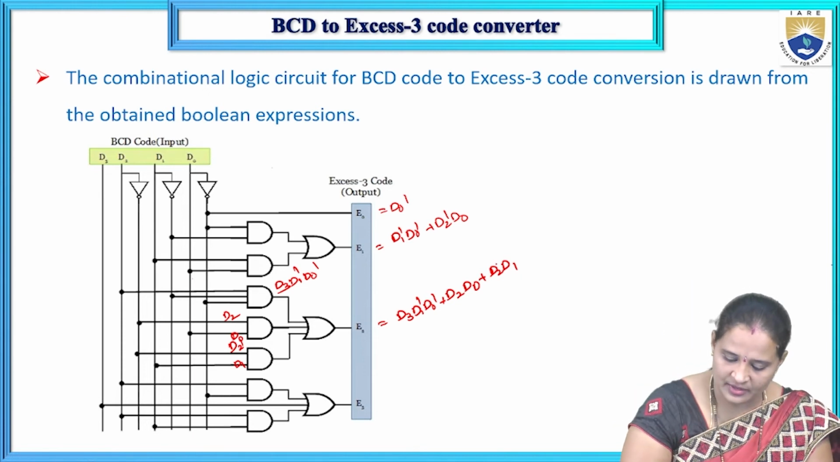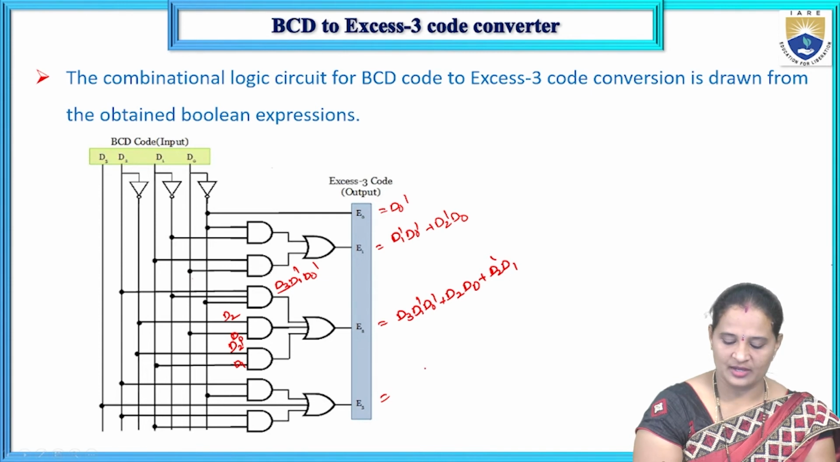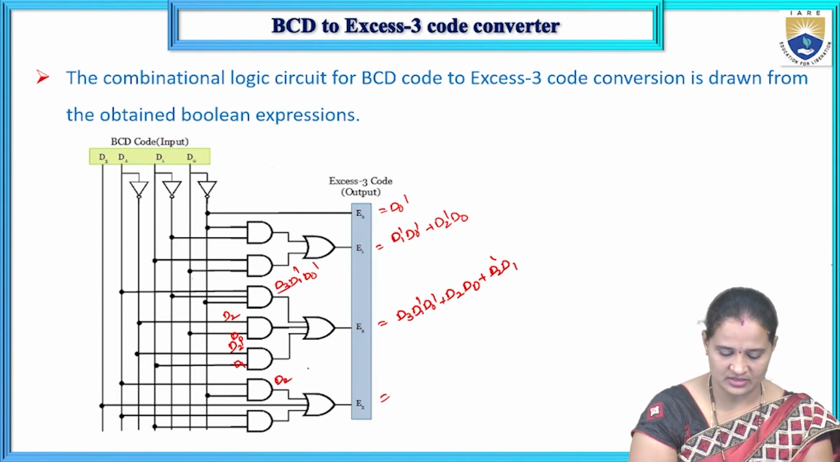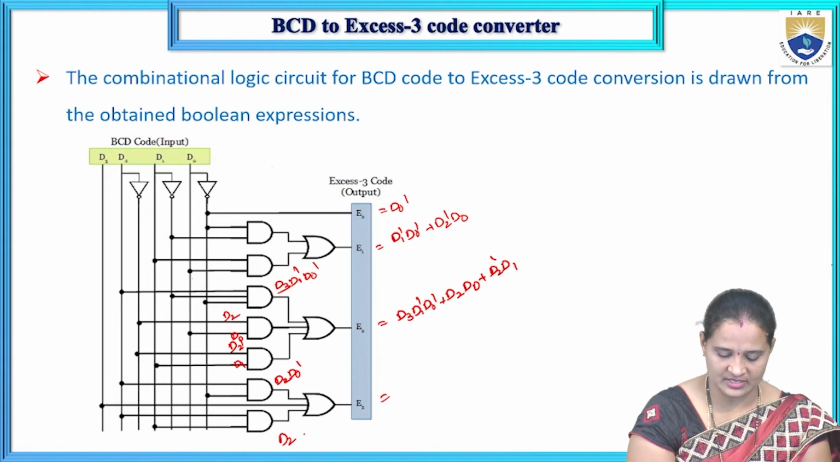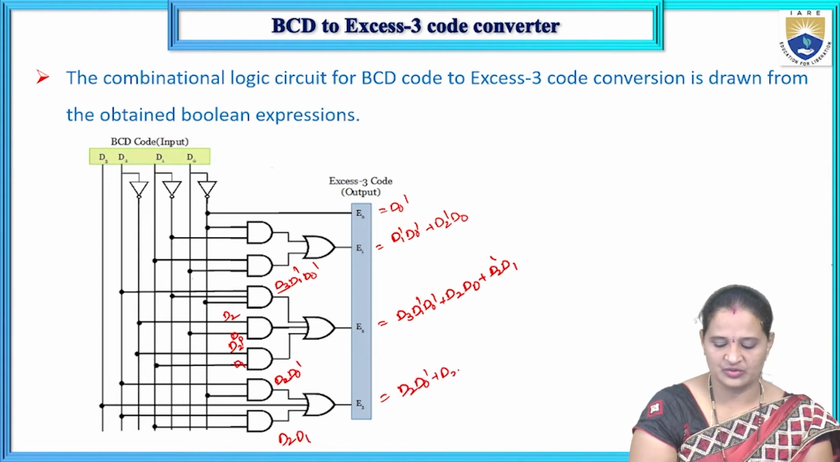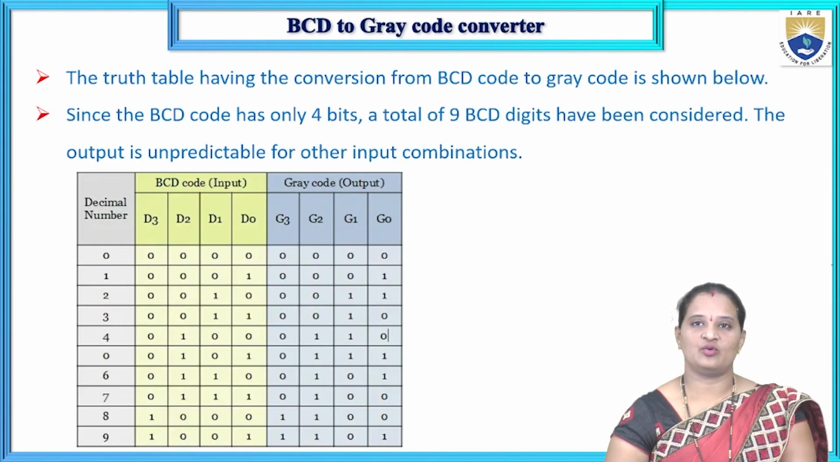D2 complement, D1. Okay. So this is the equation for E3. And E3 it is D2. Next this one is D0 complement. And this one D2. And this is D1. D2, D0 complement plus D2, D1. So this is the implementation of BCD to Xs3 code converter.